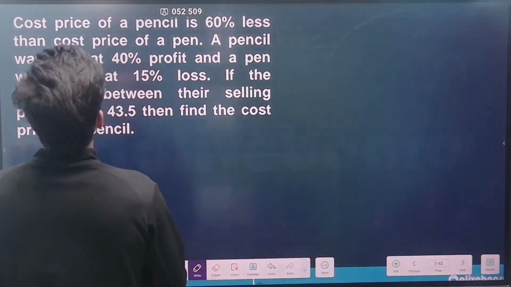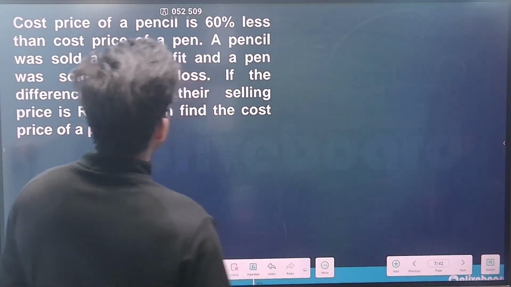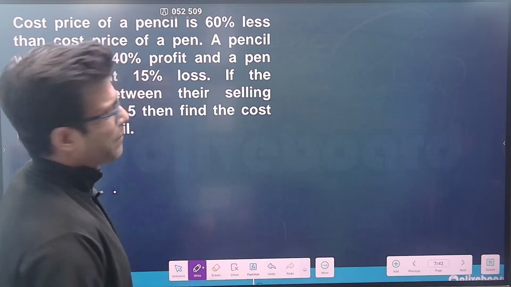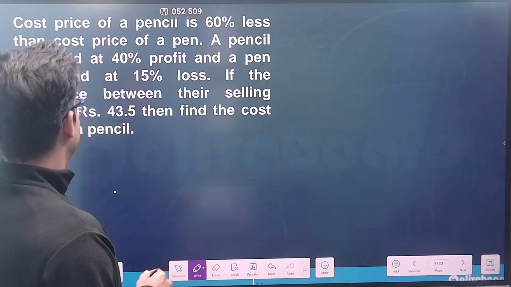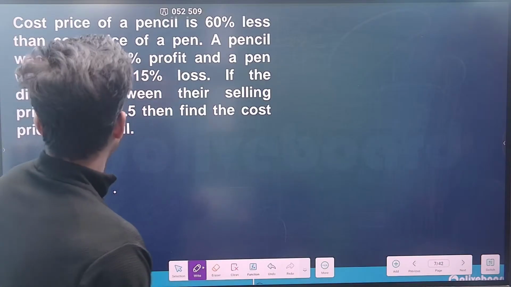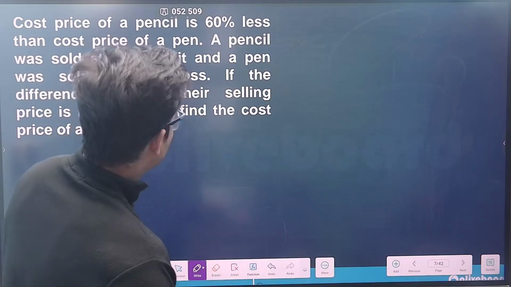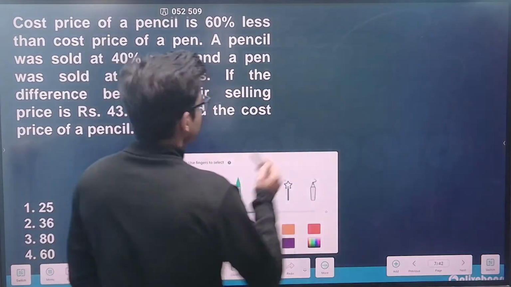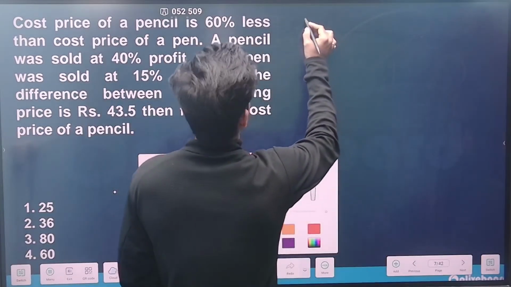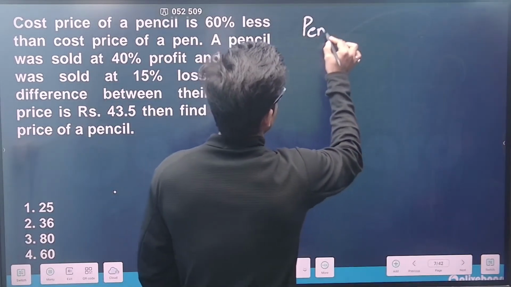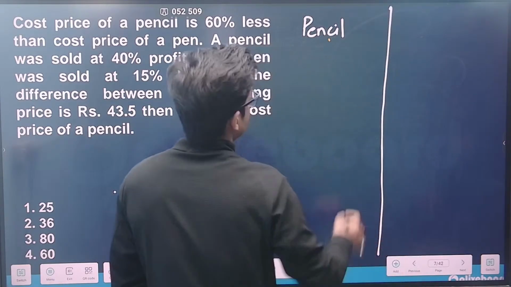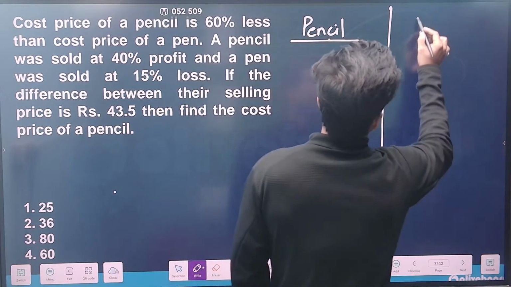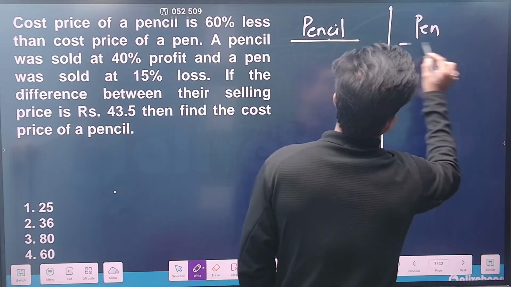See, the cost price of a pencil is 60% less than the cost price of a pen. Let us think like that: first we will have a pencil, and the second part we will have a pen. So there are two different things.